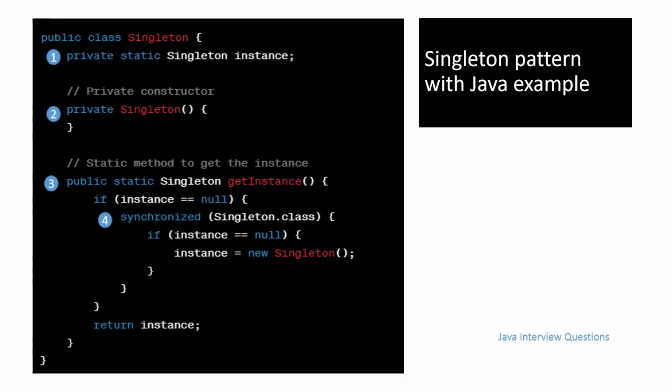Here is a Java example where all the 4 steps are used to implement a Singleton pattern. Step 1, 2, 3 and 4. Give yourself a few seconds to read the code.